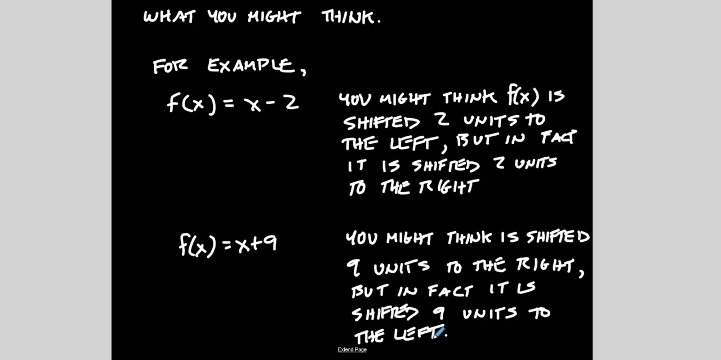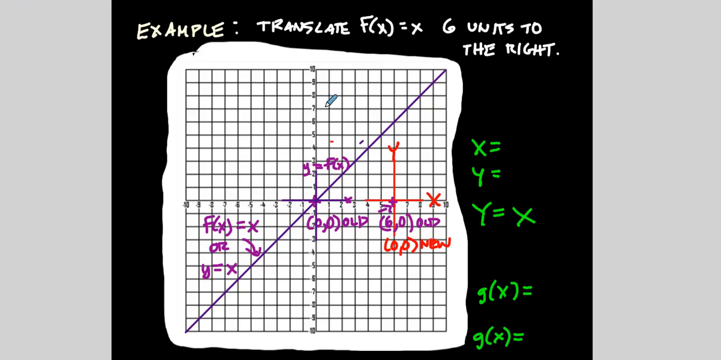So my approach in this video is to hopefully get you to see why this is to the right, and this is to the left, because it's kind of not intuitive why it is, and I hope that you will see that in the problems that follow. So let's start with an example here. Translate f of x equals x 6 units to the right.